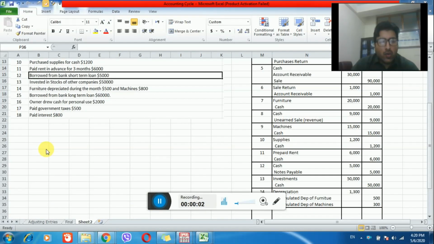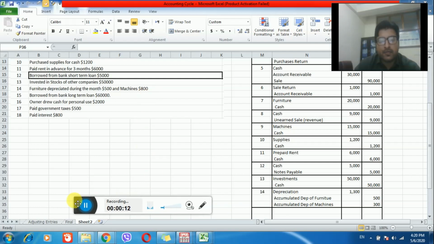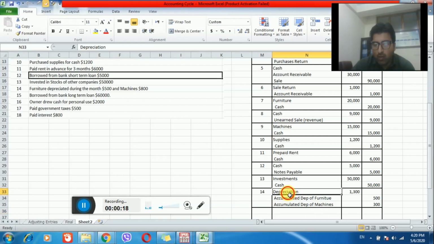Okay, so number 14, and in number 14 we have furniture depreciated during the month $500 and machine $800. Okay, so dear students, what we have here in number 14, you see what we have debited here: depreciation account debited, and accumulated depreciation of furniture and accumulated depreciation of machine account credited. Okay, why here we are debiting depreciation account?